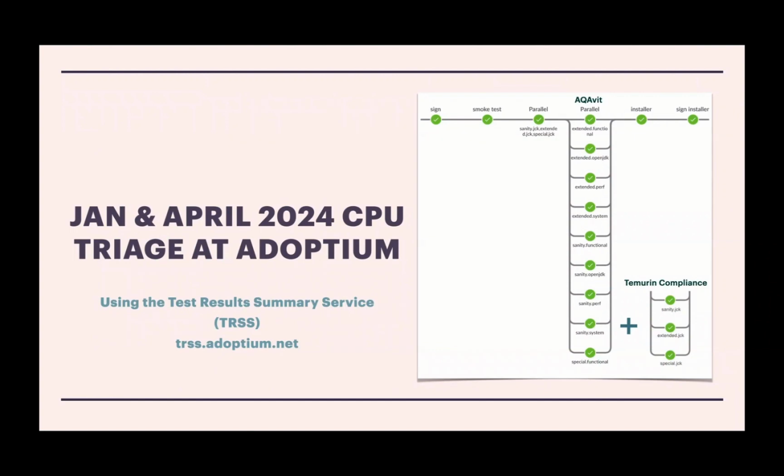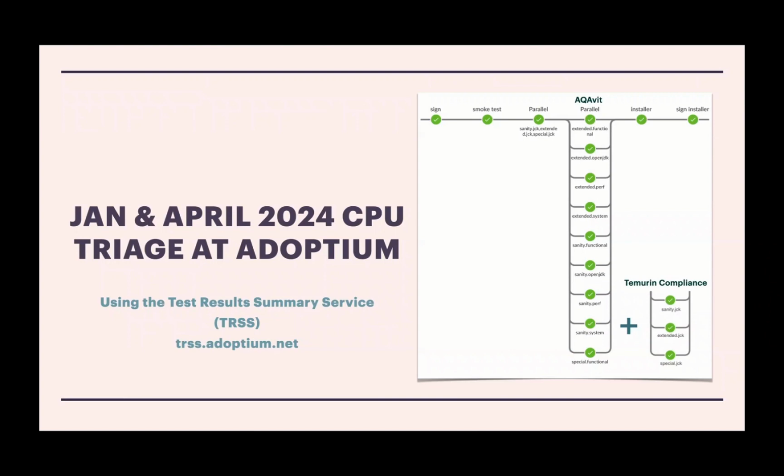We're going to be taking a very high-level look at the January and April 2024 CPU releases and the kind of triage that we would do at the project for those releases. But before we dig into that, the general idea here is that when we build a particular Temurin binary for a certain version and platform, that tarball that's created has a smoke test that is run against it that determines, well, are all the features that we expected to be there present?